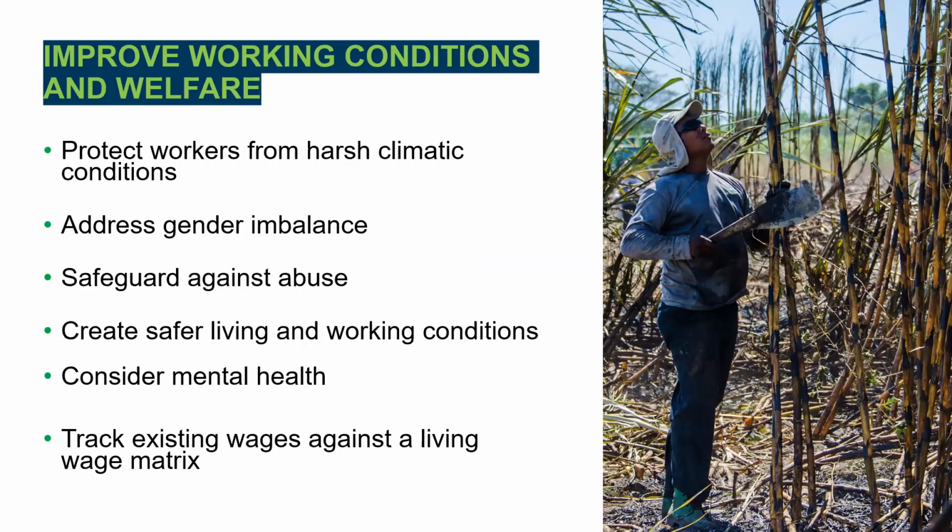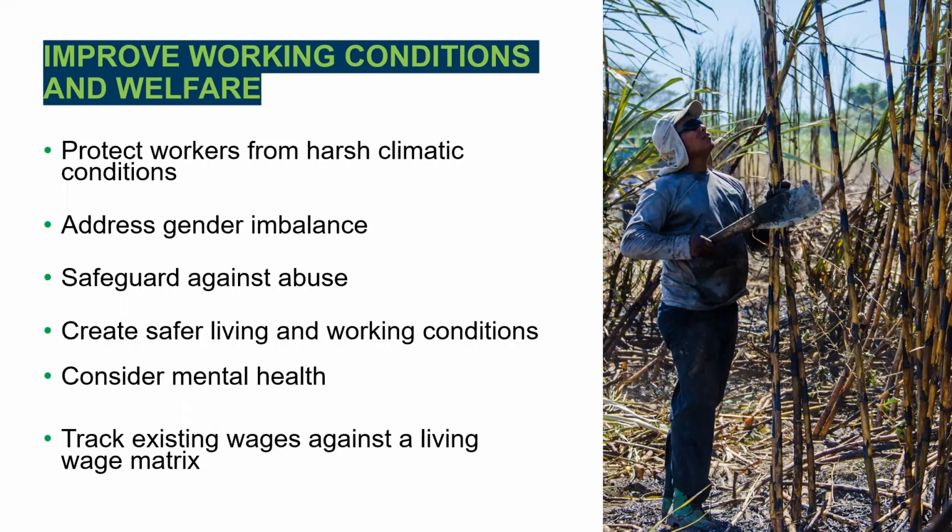The Bonsucro standard in general already had a no gender discrimination policy, but we know that sugarcane operations are still dominated by men, and for the first time we are directly addressing the gender imbalance with a new indicator requiring that at least 15% of the management and skill positions of an operation are appointed to women. We also continue to have the indicators around safeguard against abuse, or the no harassment indicator. So that's also very important from a gender lens.